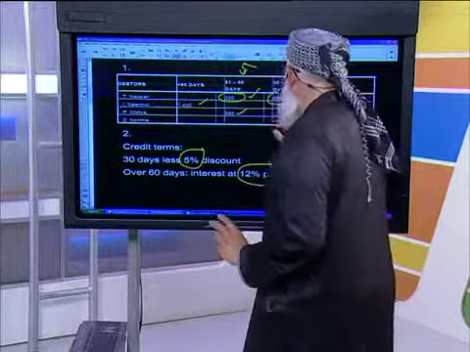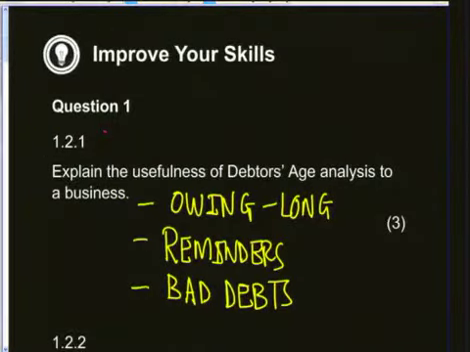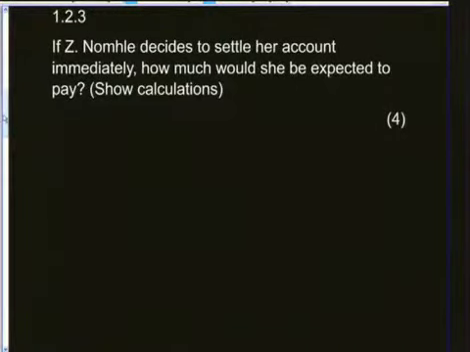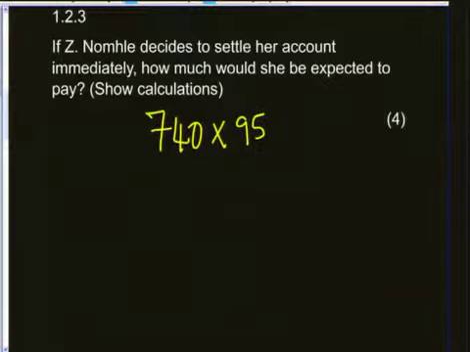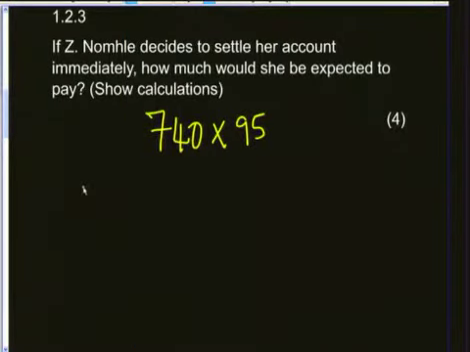Now, Nomhle is owing us 740 Rand, which is current. Okay, so immediately I say, this is what I want to do. 740 Rand. And if she settles now, she's only going to pay 95% of her debt. Why? Because she's entitled to a 5% discount. So therefore, we say 740 Rand times 95% is equal to 703. So this gives us a figure of 703 Rand.